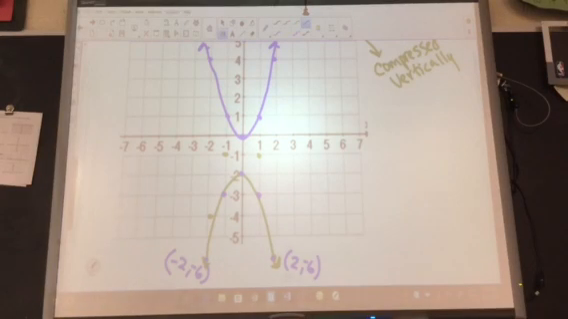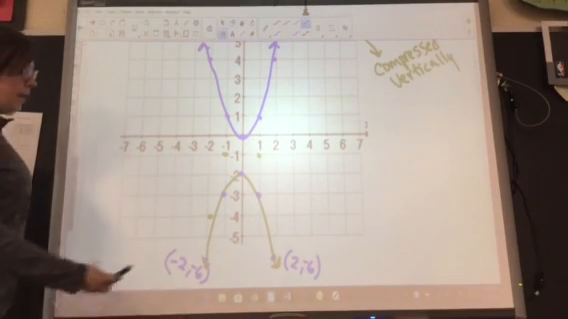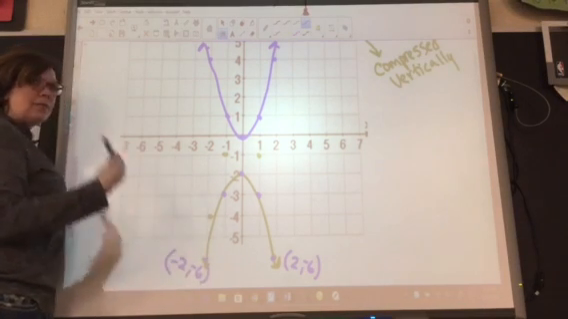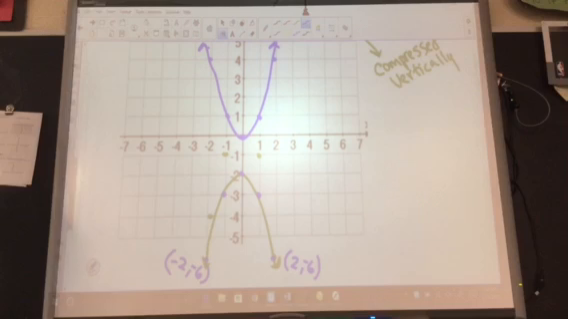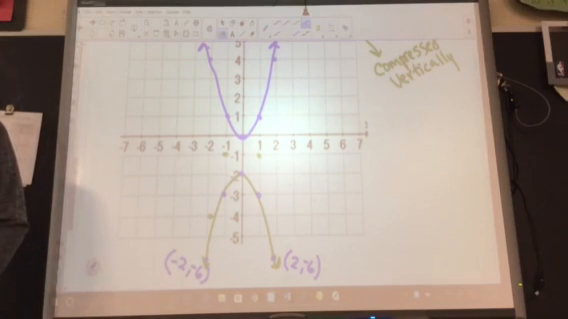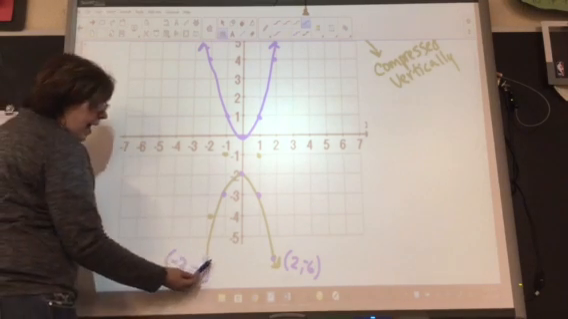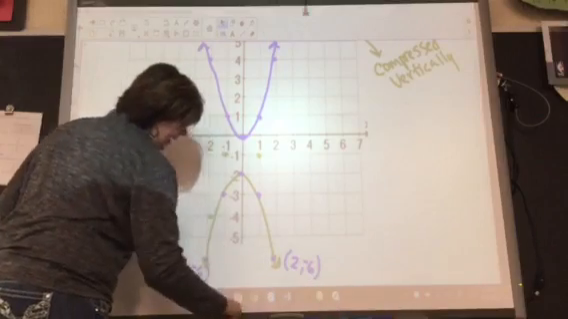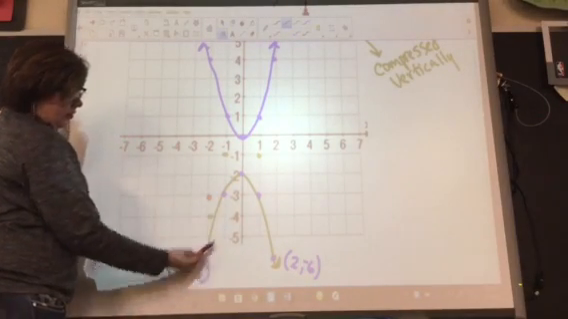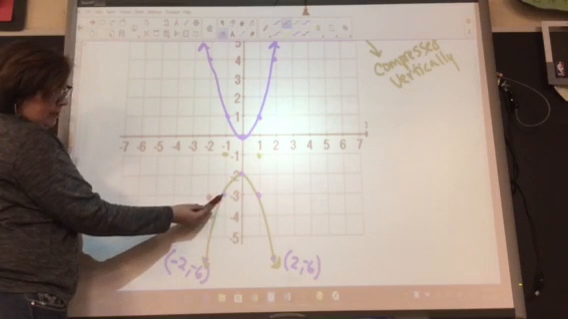So if we are at the point -2, -6, it means that we're not taking the x value, sorry. We're taking the output, the y value, and we're compressing it, or we're going to multiply it by a half. What is 1/2 of -6? -3. So let's look at our next green point right here.